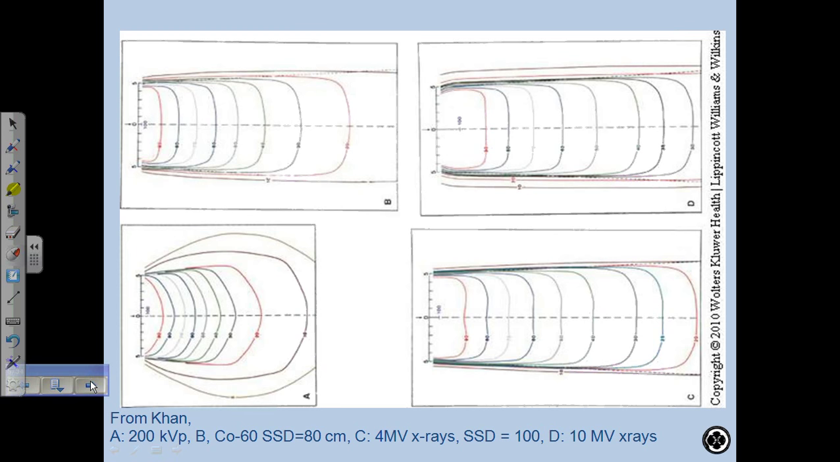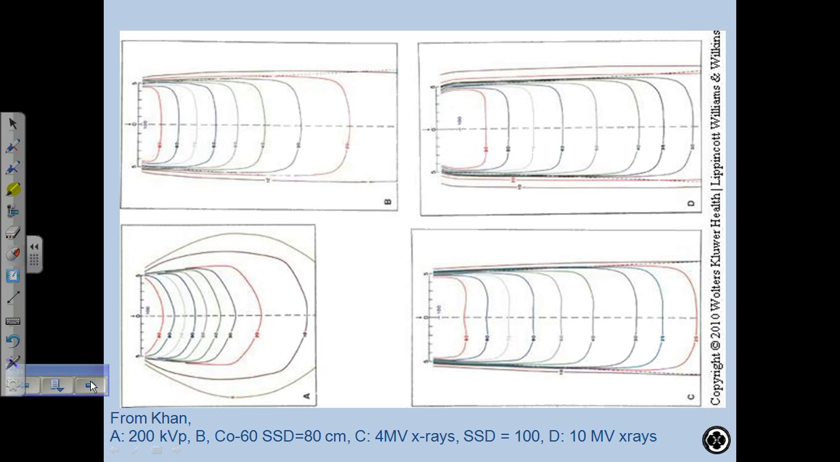Do we ever treat patients at 200 kVp? Last quarter, one of the first lectures: therapeutic X-ray tubes, orthovoltage tubes, superficial orthovoltage. So not that common, but we did in the past treat patients at 200 kVp, and that's the isodose lines. Notice there's no buildup here, so the Dmax is on the surface. Now, B is cobalt 60, up here. C is 4 MV, over there. And D is 10 MV.